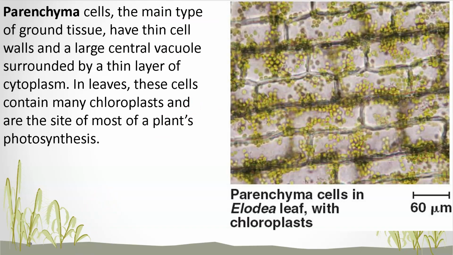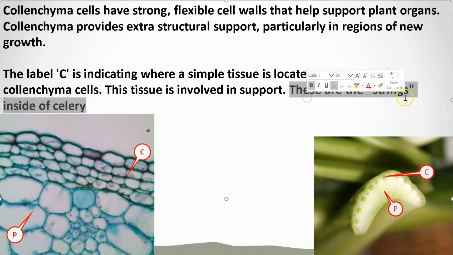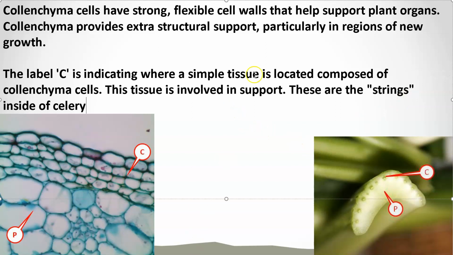Collenchyma cells have strong, flexible cell walls. If you've ever made a casserole, my grandma used to help me understand this. Usually you remove the strings from celery, because they're kind of tough and chewy, and it's not good to have. Those strings are actually collenchyma cells, which provide protection and help support plant organs.